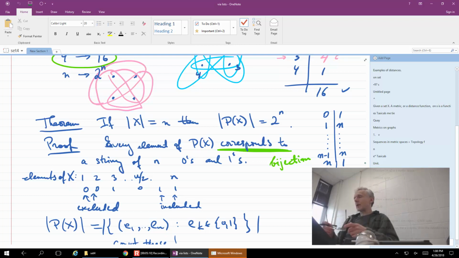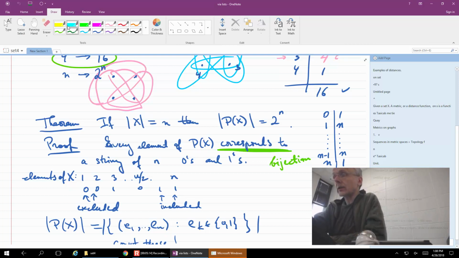So the problem that we chose not to deal with was the number of combinations. The number of combinations.